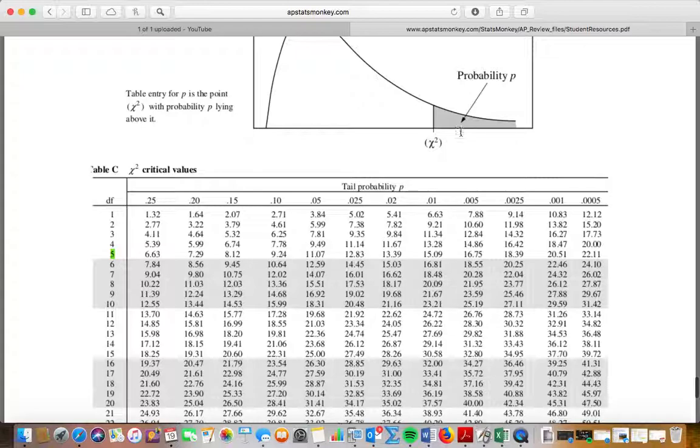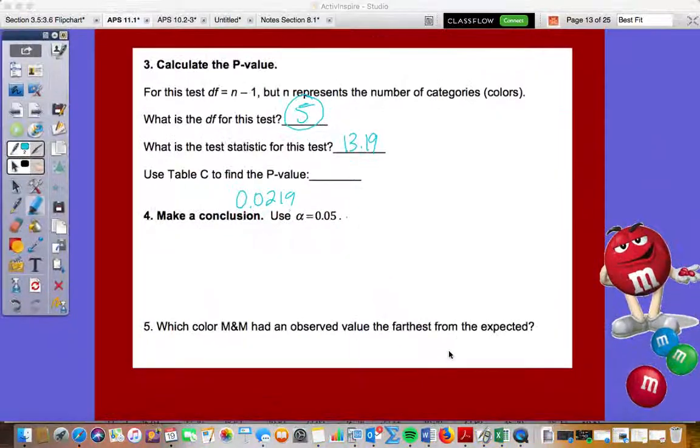The test statistic, we're going to look for something close to 13.19, which would be about right in here. So they're looking for an area of 0.02. Notice it's always to the right. Always, always, always to the right. So 0.02 would be that area to the right with a test statistic of 13.19 and 5 degrees of freedom. So this is 0.02.